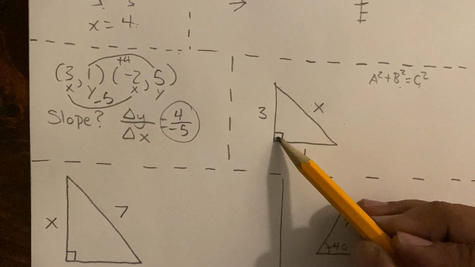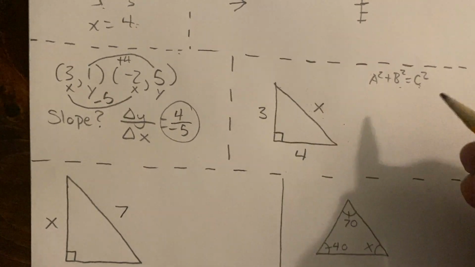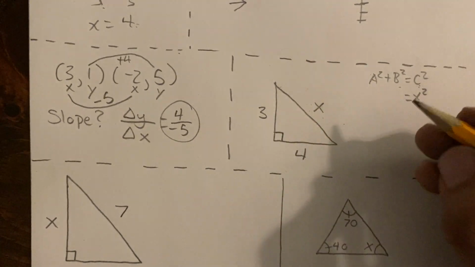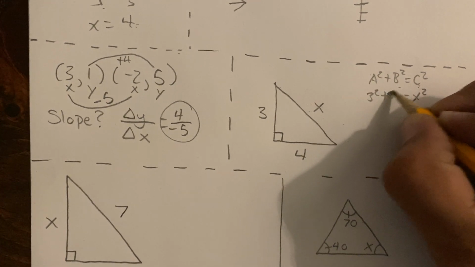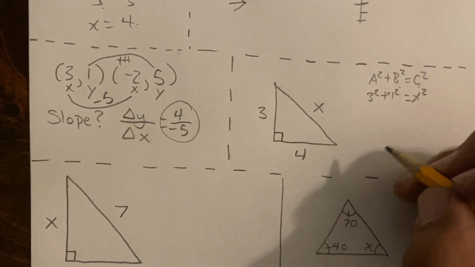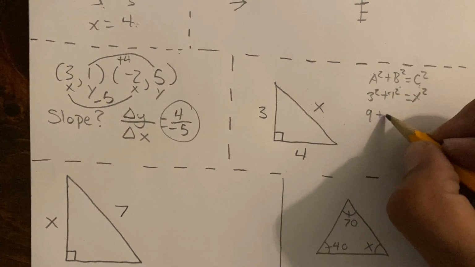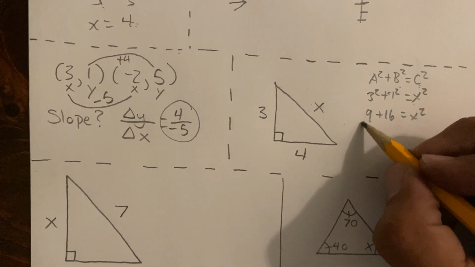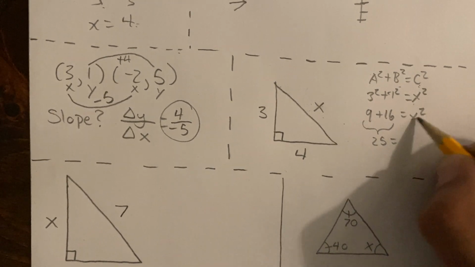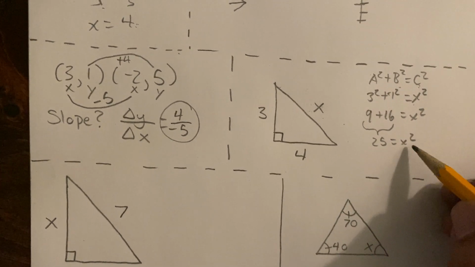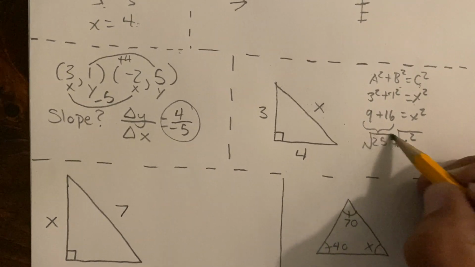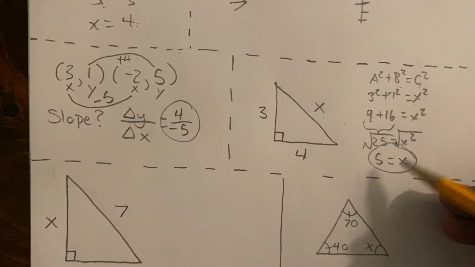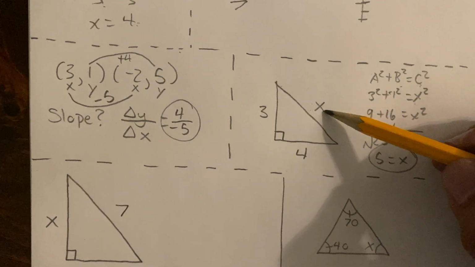Hey, it's over there. So the longest side is x. So this is going to be x in this situation. The other 2, I don't care which one's a, which one's b, it doesn't matter. So 3 squared plus 4 squared. 3 squared means 3 times itself, which means 9. 4 times itself is 16, and that still equals x squared. Then we're going to add these. That makes 25 equals x squared. What's the opposite of squared? Square root. You're left with 5 equals x. And that's your answer. That's how you solve these equations if x is in the hypotenuse.